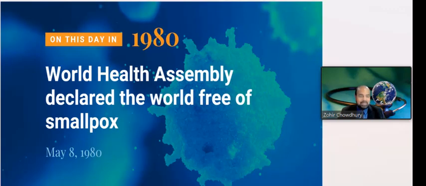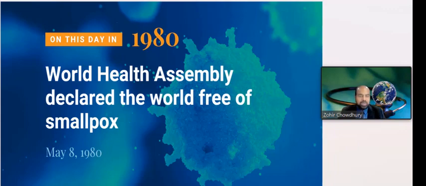On May 8, 1980, the last smallpox case was eliminated on the planet. On this day, the World Health Assembly announced the world free of smallpox. That was a great victory for public health. Thus, from 1969 to 1981, significant progress was made with both cholera and smallpox.